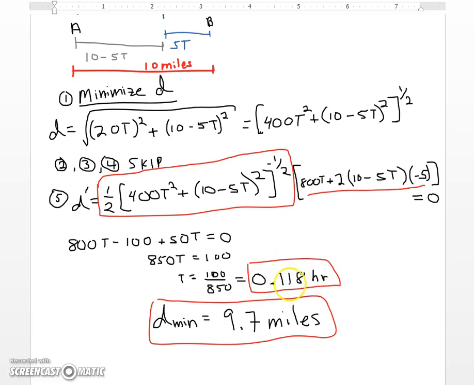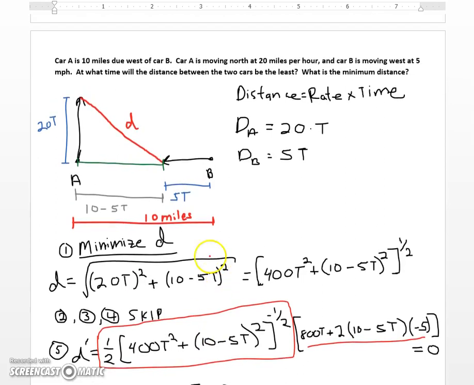So 0.118 hours after they start moving is when the distance will be the least, or the minimum. We take this time, plug it into our distance equation, and we come up with 9.7 miles. So that's the least amount of distance between these two cars.